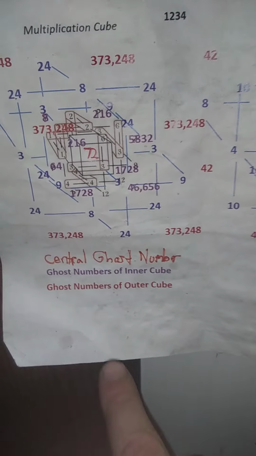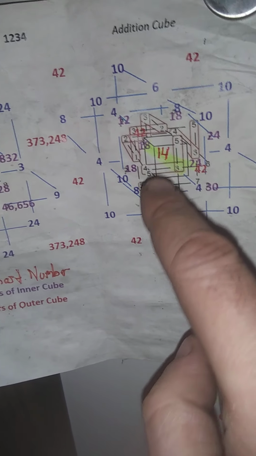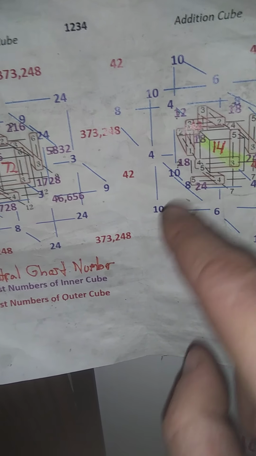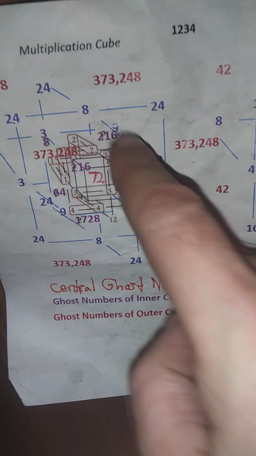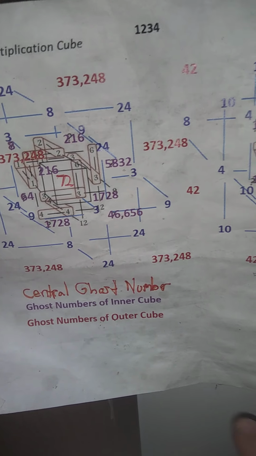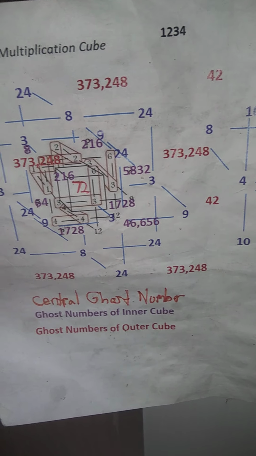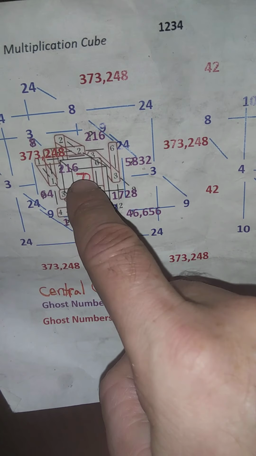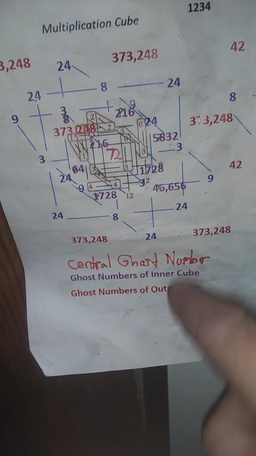And if you look at this, you'll see that 72 and 14 are written in after the fact, because I wasn't aware at this point in time when I printed out this diagram. It was the beginning of 2020 when I discovered the outer ghost numbers, and it wasn't until the end of the year of 2020 when I discovered the inner ghost numbers and their relation to the outer ghost numbers.